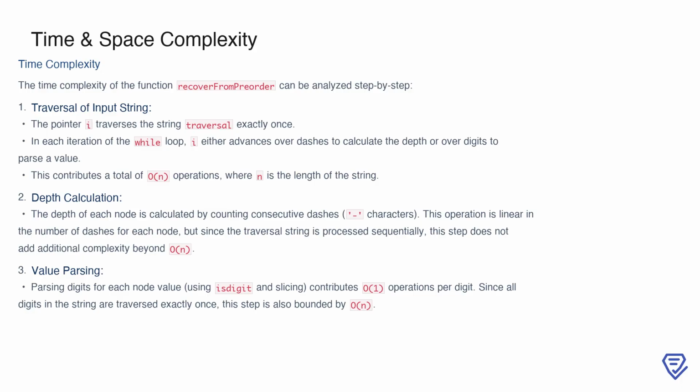Next, the depth calculation for each node is handled during this traversal by counting consecutive dashes. While it might seem like this adds complexity, the process is integrated into the single traversal of the string, so it doesn't contribute additional overhead beyond O(n). Finally, parsing the digits of each node's value using operations like isdigit and string slicing is a constant time operation per digit. Since each digit in the string is processed only once, this step also sums up to O(n) in total. Combining these, the cumulative time complexity so far remains linear, or O(n).